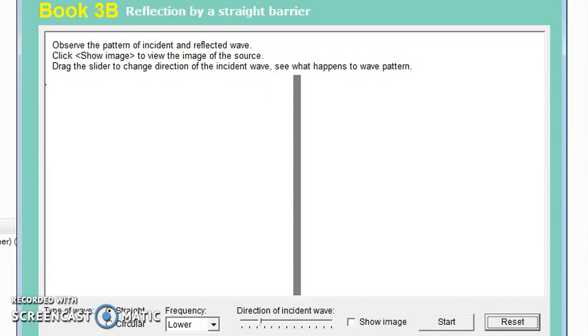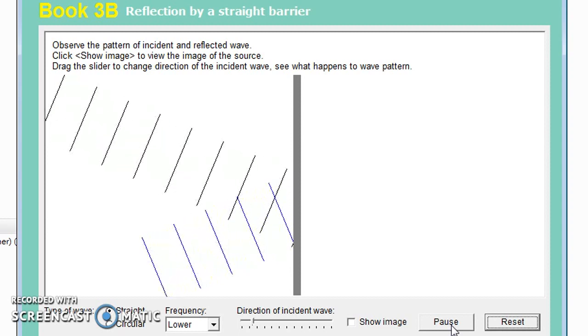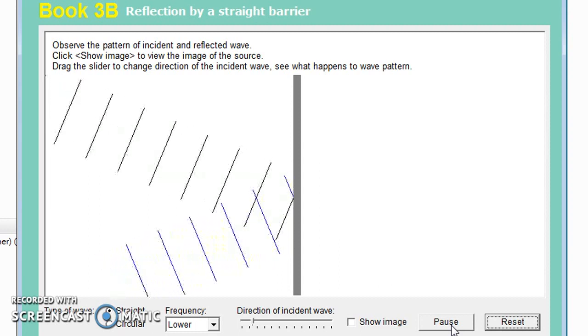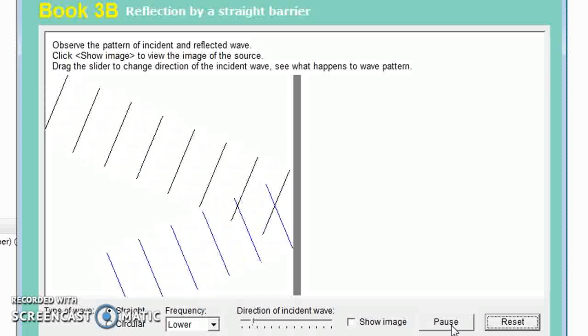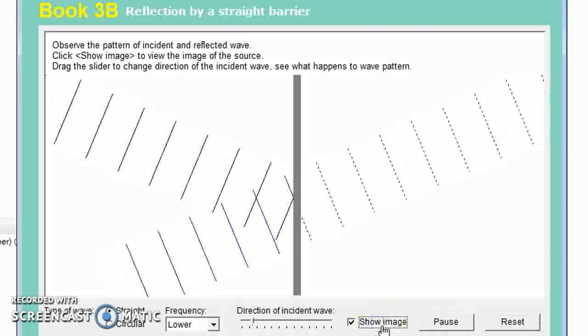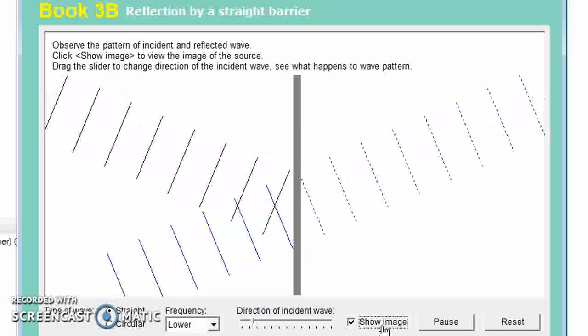This simulation shows the reflection by a straight barrier. When straight rays are reflected, the wave speed, frequency, and wavelength are unchanged, but the direction of propagation changes. The reflected waves appear like coming from an image behind the barrier.